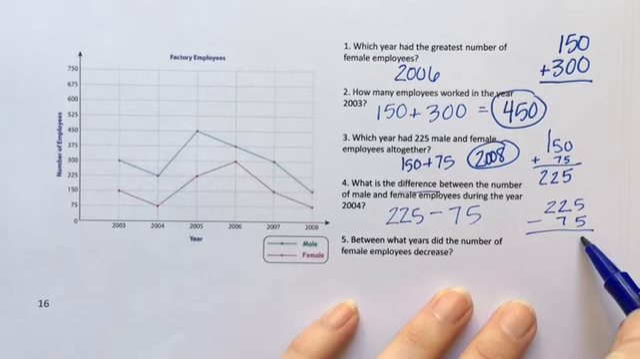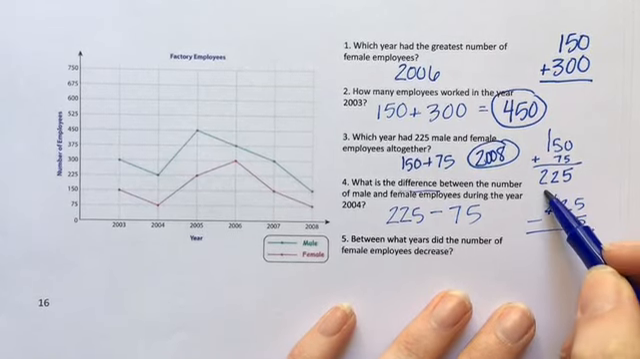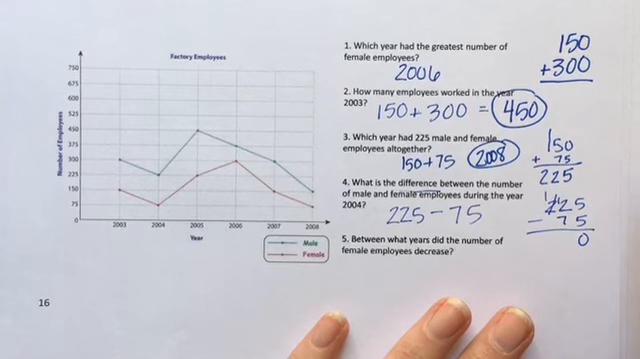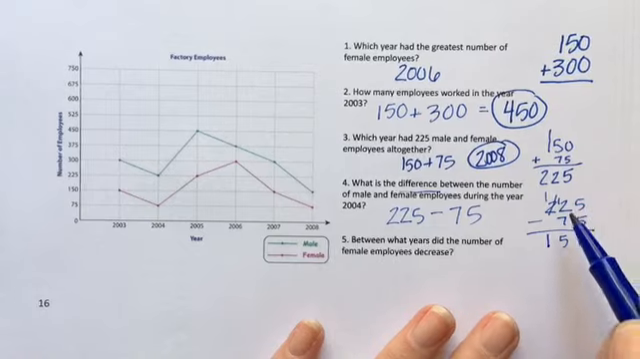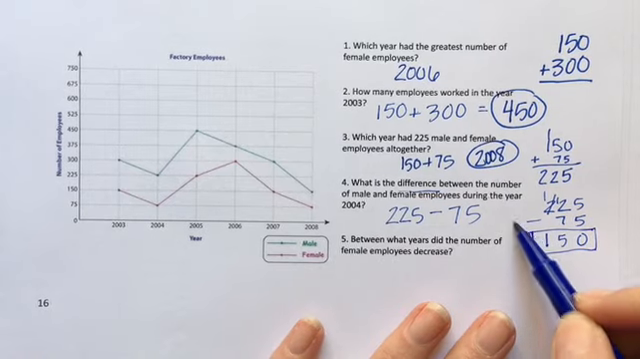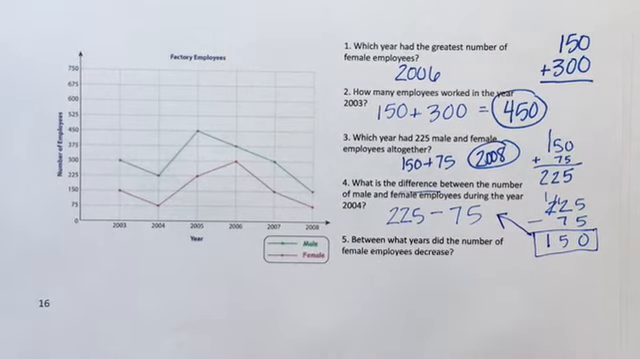5 minus 5 is 0. We borrow here. 12 minus 7 is 5. And 1 minus nothing is 1. So the difference is 150. All right, let's move to number 5.